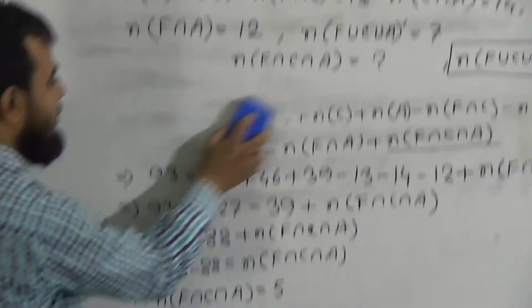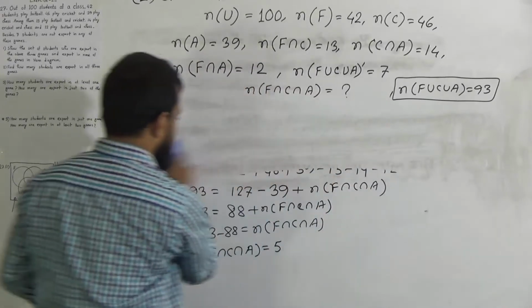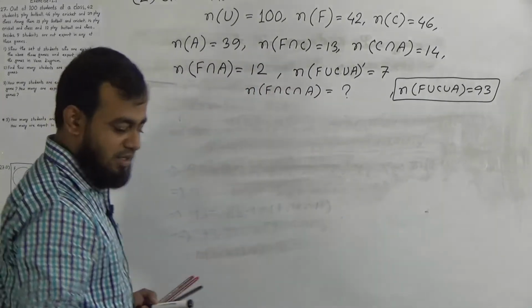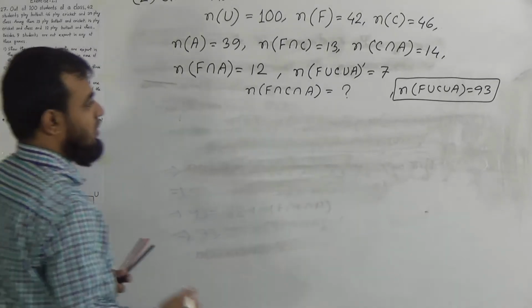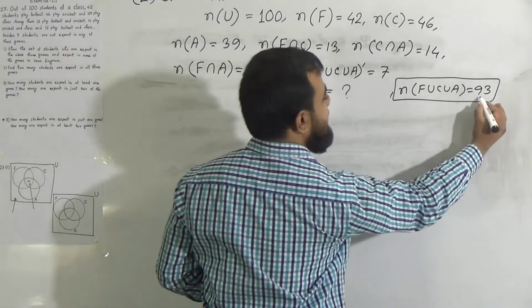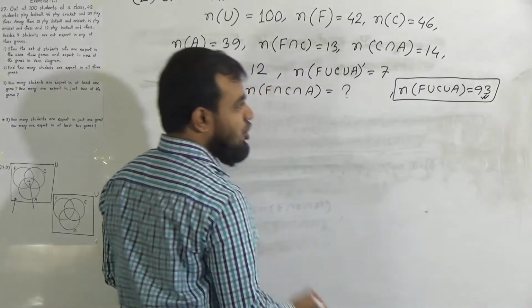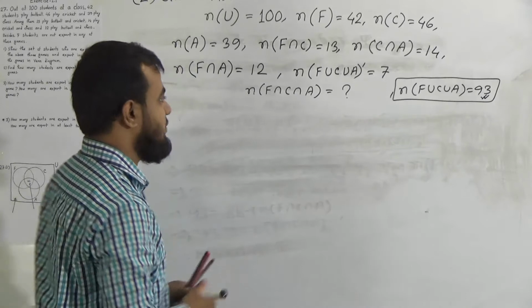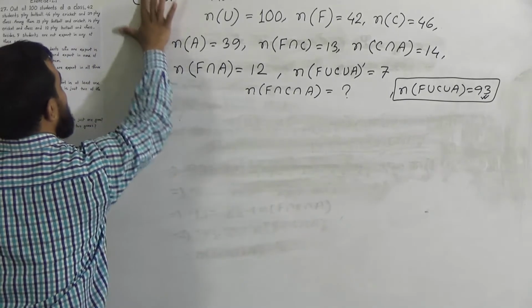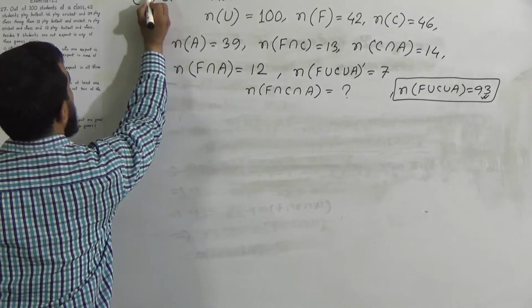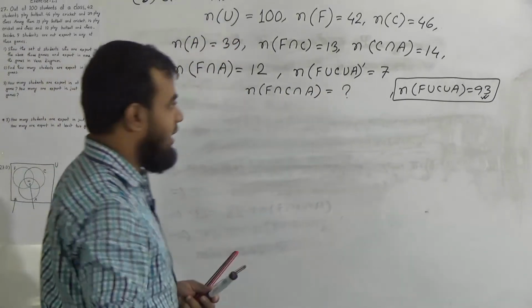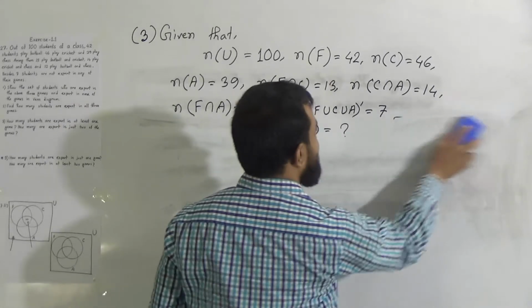Look, in activity 2 we have calculated the number of elements of F union C union A equal to 93. This number is the number of students who are expert in at least one game, my dear students. So when we write down activity 3, we will write down this one given that, all those are given.